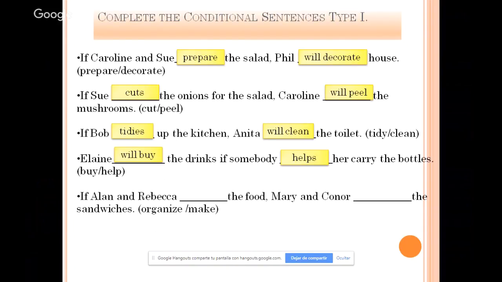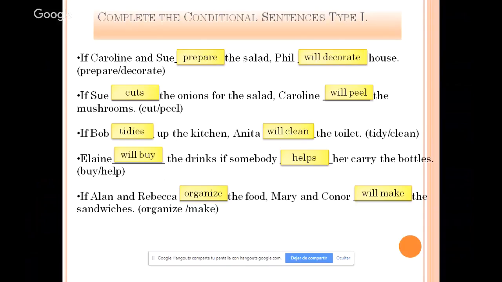So that is why we have to pay attention to where the if is placed. If it is placed at the beginning, like in the previous ones, if Bob, if Sue, if Caroline and Sue, you know that the next verb is in the present. But if you find it in the middle of the sentence, you have to be attentive, okay? If Alan and Rebecca organize the food, Mary and Connor will make the sandwiches.